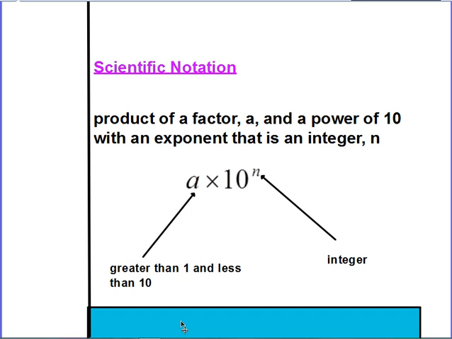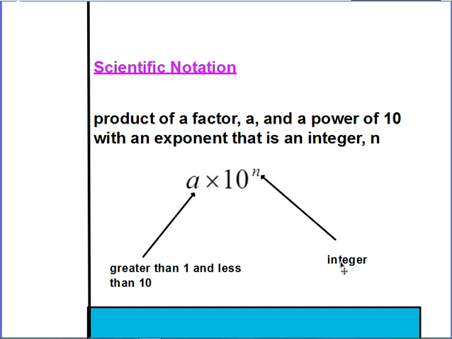Okay, so what scientific notation is going to look like, you are going to have a number, and it says down here, that number has to be greater than 1 and less than 10. So you're going to have a number multiplied by 10 to a power. And remember, it's always going to be a power of 10. Now this power has to be an integer, okay? This first number does not have to be an integer, but our power has to be an integer.